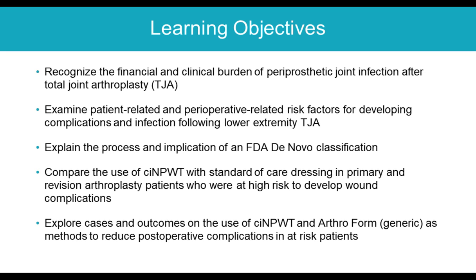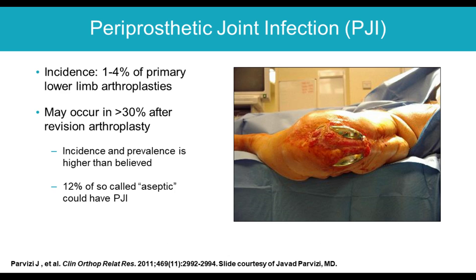So the reason this topic's important really starts with the concept of periprosthetic joint infection, which is one of the major, if not the worst, complication that we all try to avoid as orthopedic providers. In an average population, this happens somewhere between 1 and 4% of the time following primary lower limb total hip or total knee arthroplasties. But following revision surgery in some high-risk groups, this can occur upwards of 30% of the time. What's worse is that the incidence and prevalence is likely higher than believed, as many of these are undocumented.